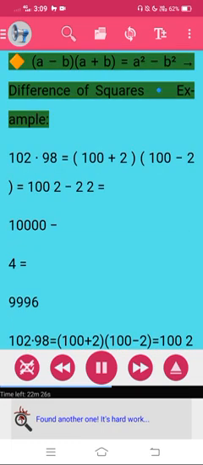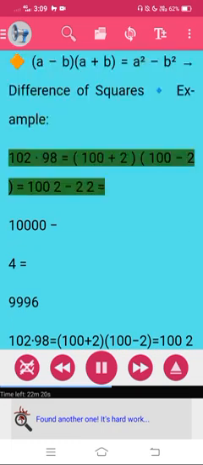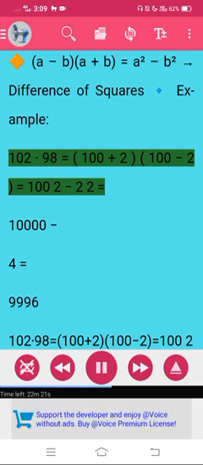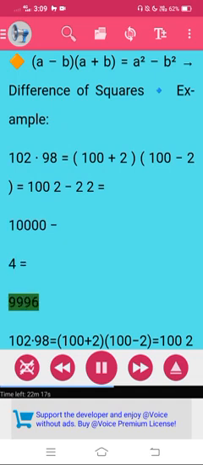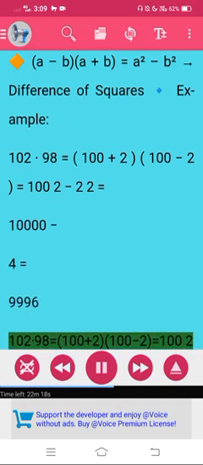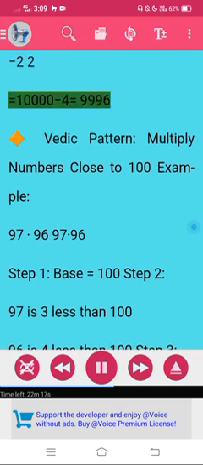Next, (a + b)(a − b) = a² − b², the difference of squares. Example: 102 · 98 = (100 + 2)(100 − 2) = 100² − 2² = 10,000 − 4 = 9,996.